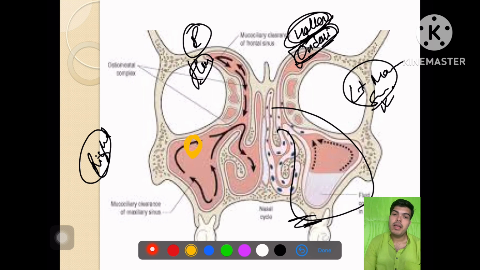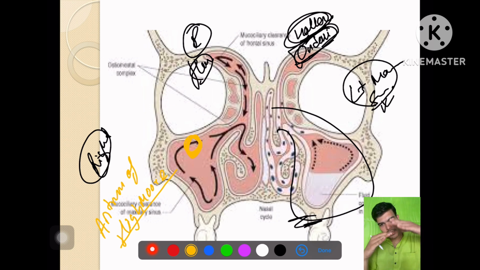How can you remember? Antrum of Highmore is the other name of the maxillary sinus. So from Highmore you remember Haller: H for Highmore, H for Haller. Above the maxillary sinus, towards the roof, at the floor of the orbit, you have this yellow colored cell. This is known as a Haller cell.